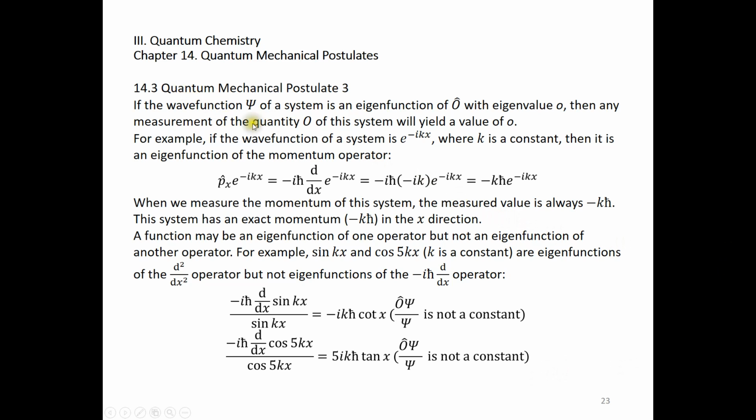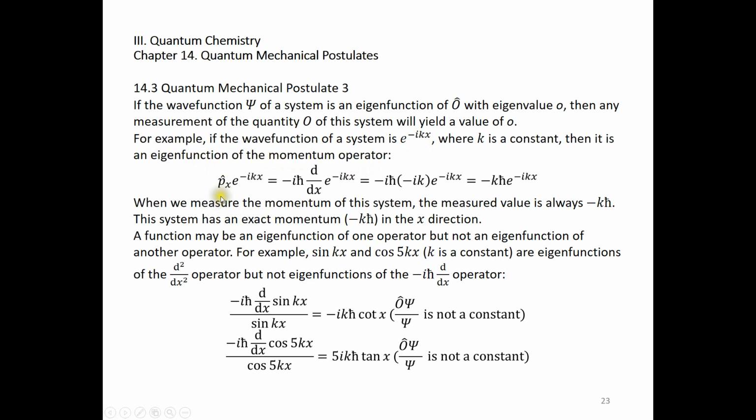If the wave function psi of a system is an eigenfunction of the O operator with eigenvalue lowercase o, then any measurement of this quantity uppercase O of this system will yield a value of lowercase o, the eigenvalue. For example, if the wave function of a system is e to the power of negative ikx, where k is a constant and i is the square root of negative 1, then it's an eigenfunction of the momentum operator.